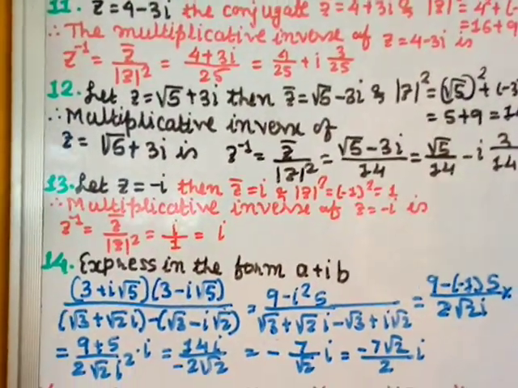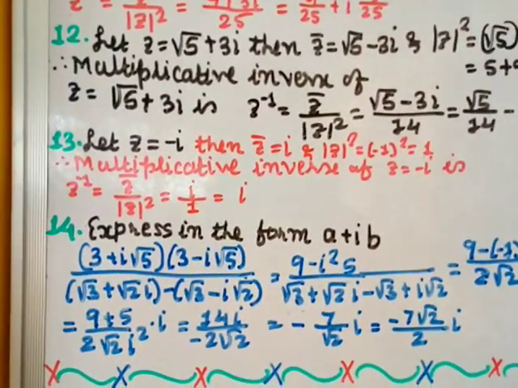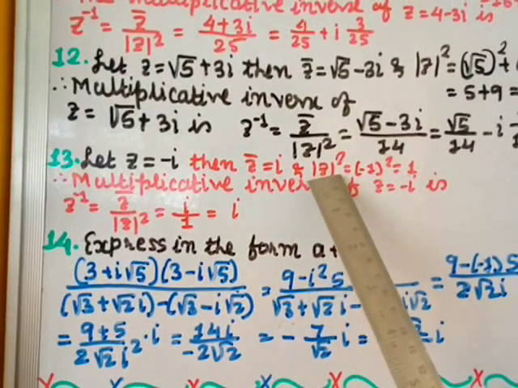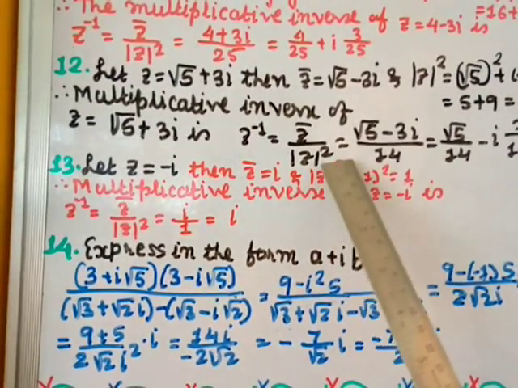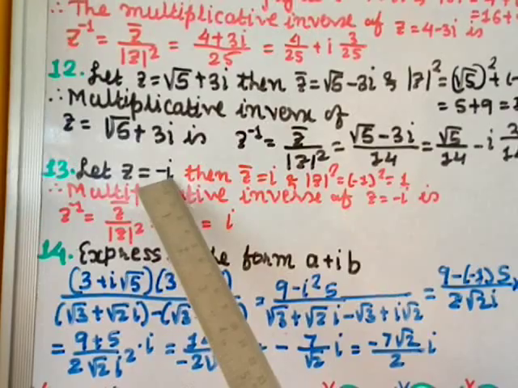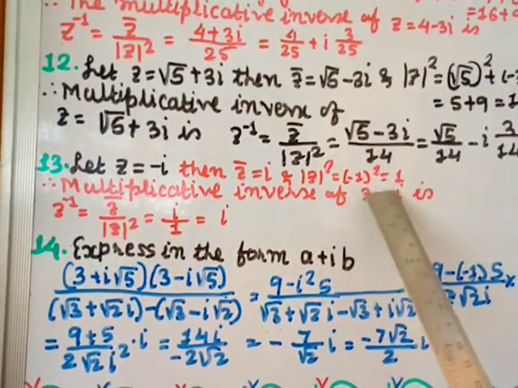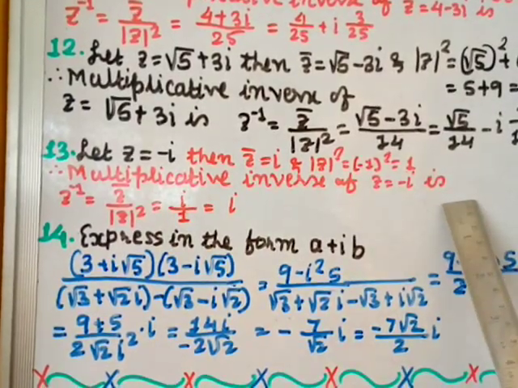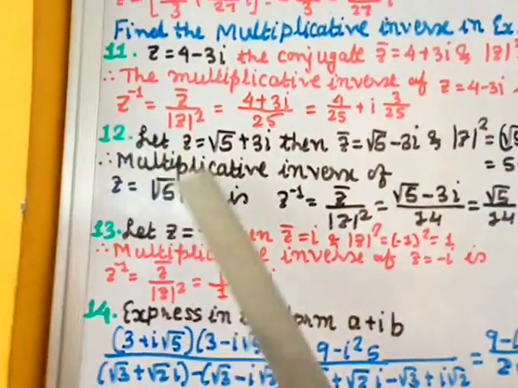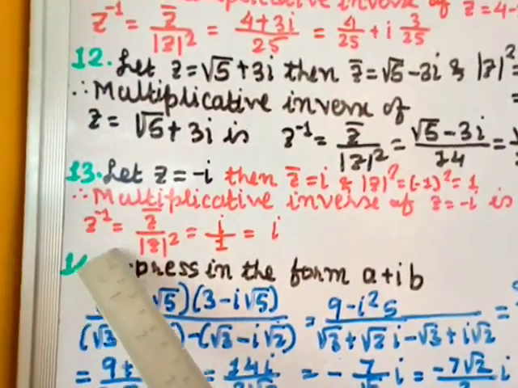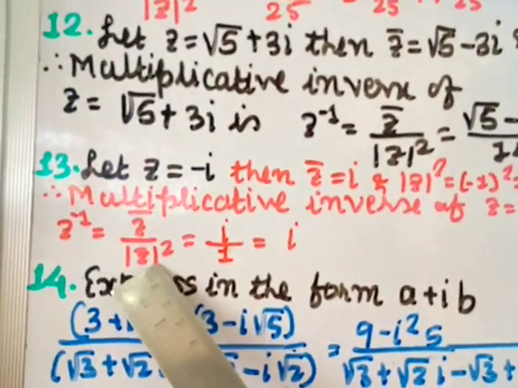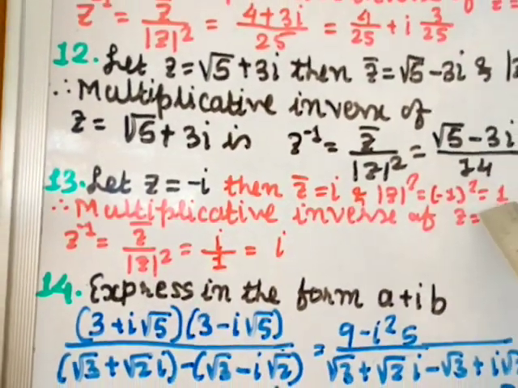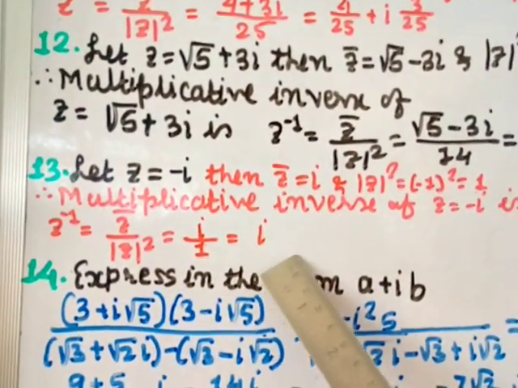Question number 13. Let z equal to minus I. Then the conjugate of this will be z bar equal to I, and the modulus of z square will be minus 1, coefficient of I is minus 1, so minus 1 square equal to 1. Therefore multiplicative inverse of z equal to minus I is, the formula is the same what I used before, okay, which we used here already. So z inverse equal to z bar by modulus of z square equal to z bar is I divided by modulus of z square is plus 1. So I by 1 gives you I.